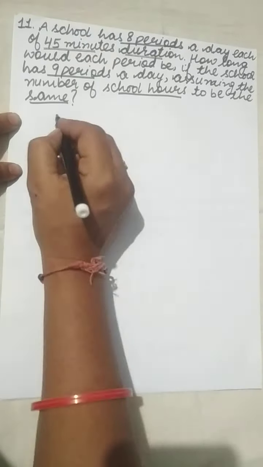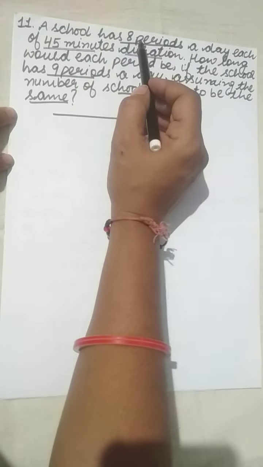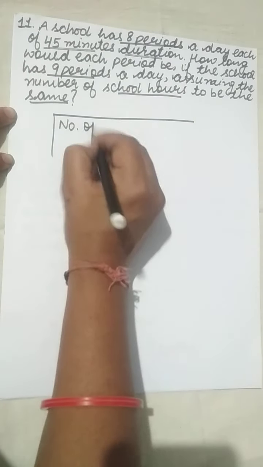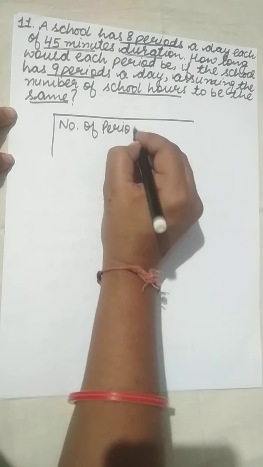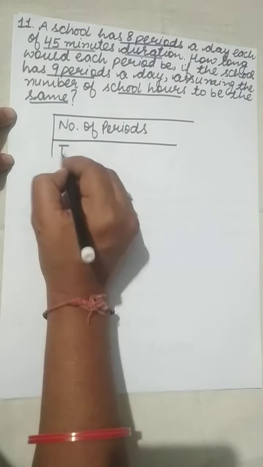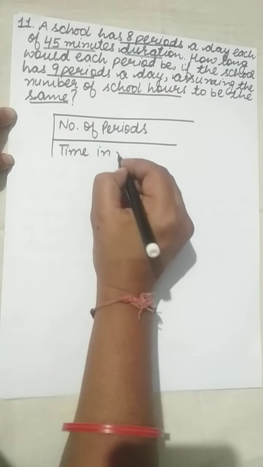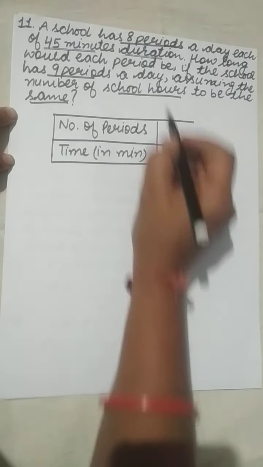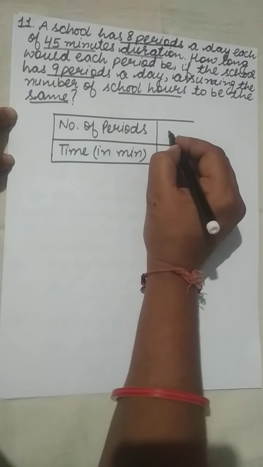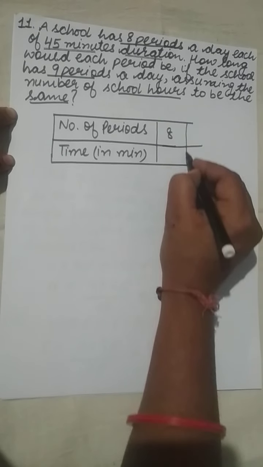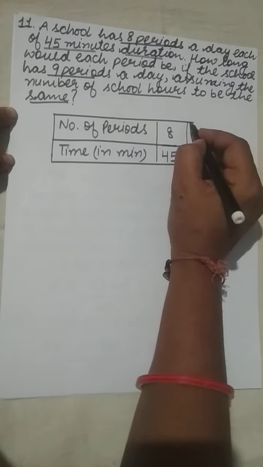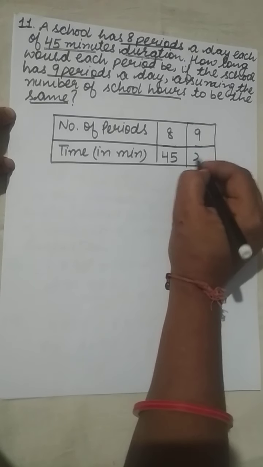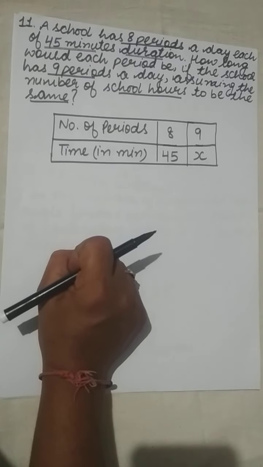So let us make the table. It is the number of periods and the time. Time of the period is given in minutes. Always we have to write down the units. If there are 8 periods, then the time is 45 minutes. Now the school wants to have 9 periods, then what would be the time? I will take it as x.